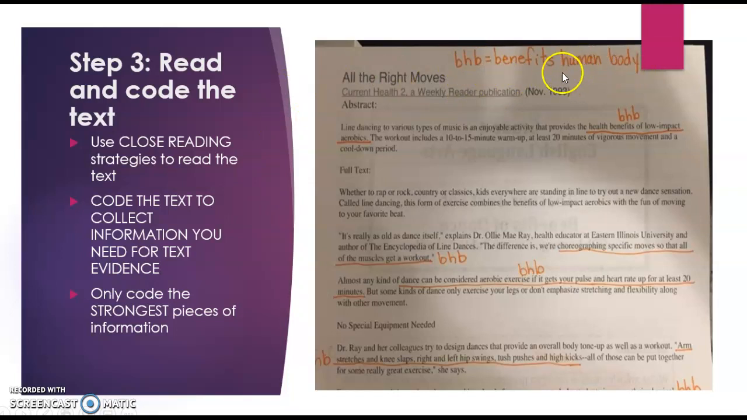Do you notice how this connects with the prompt? Remember that we're writing about how does dance benefit the human body. So BHB, benefits human body. Every time I read strong text evidence that tells me how it benefits the human body, I'm going to go ahead and code it. So notice here, I just took a quick snapshot of my text after I was finished coding it.